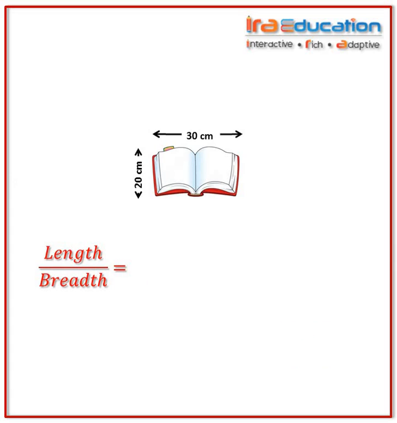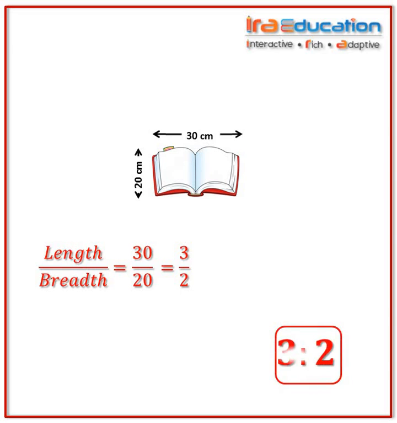Next, we find the ratio of length to breadth of the book and write that as a fraction. We write 30:20. On simplification, we get 3 by 2. So we say that the ratio of length to breadth of the book is 3:2.